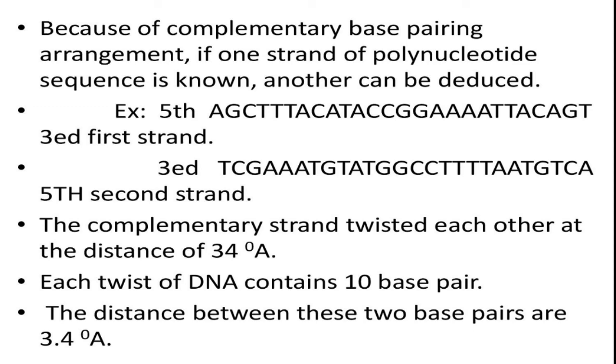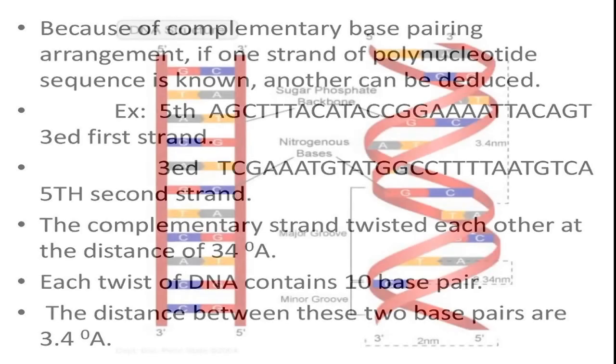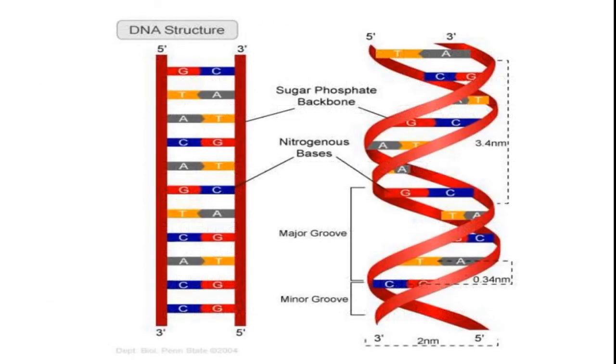The complementary strands are twisted around each other at a distance. When one groove is twisted to another groove, the distance is around 34 angstrom, and each twist of the DNA contains 10 base pairs. The distance between base pairs, for example if one base pair is AT and the next base pair is CG, is around 3.4 angstrom. You can easily understand here.